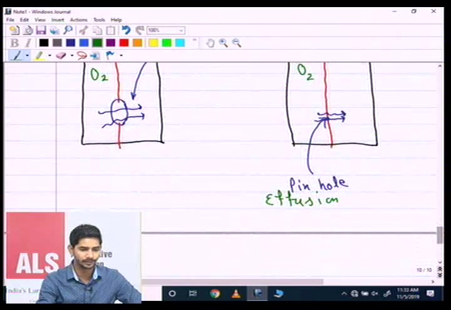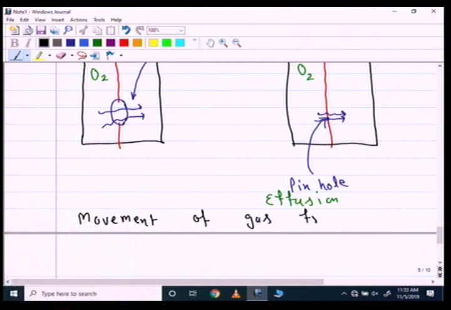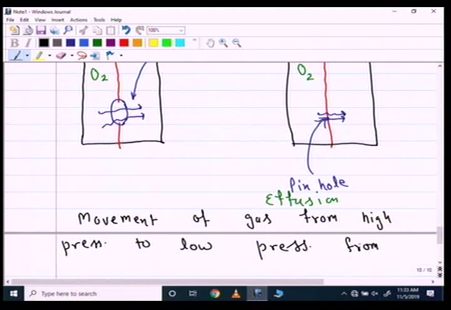You can copy this. I'm writing its definition. Movement of gas from high pressure to low pressure from a pinhole. Area. This is a very small area.